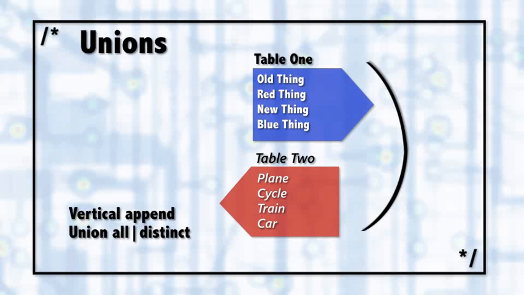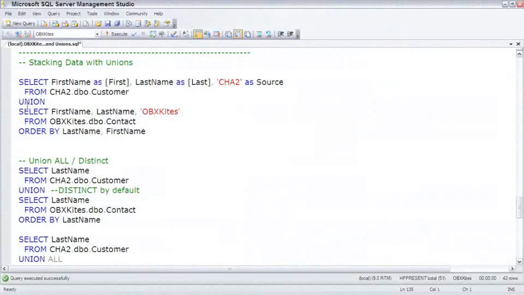While joins merge data horizontally, a union is just as if you took the result set from the first query, printed it out, took the result set from the second query, printed that out, and pasted the two together vertically. In fact, looking at the syntax, it looks just like that.